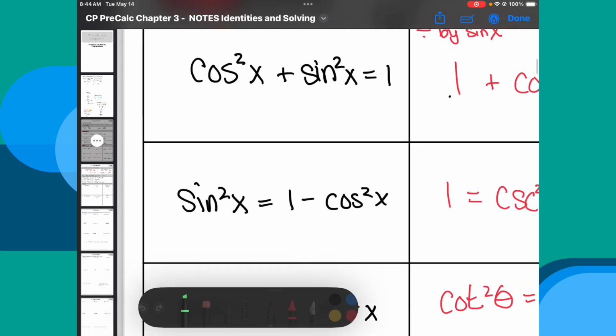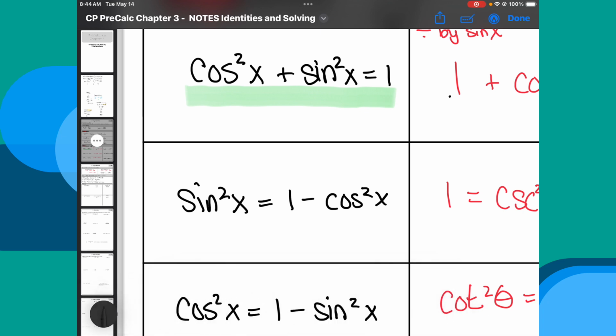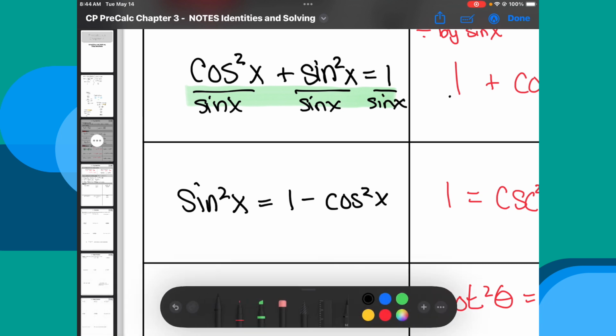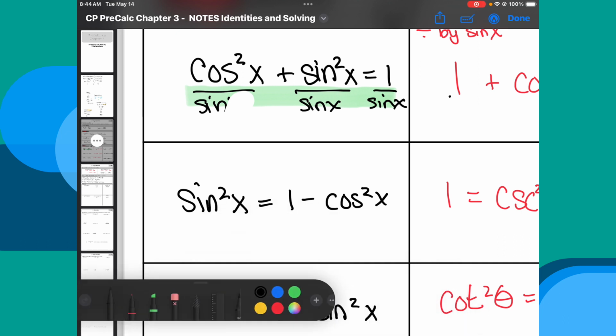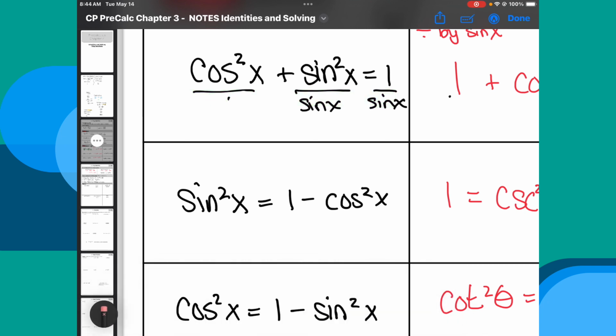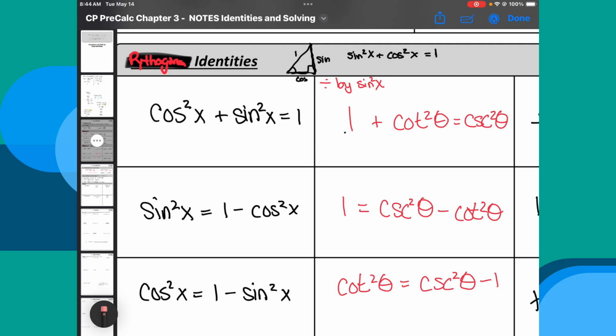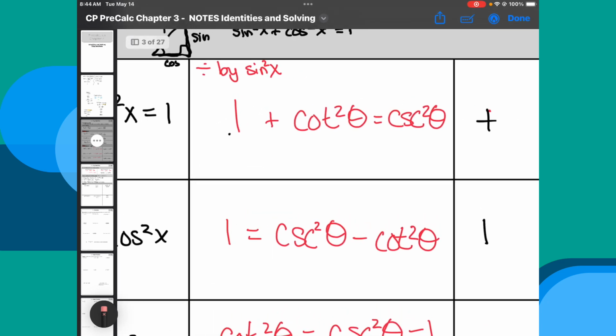Pythagorean identities. Going back to the original Pythagorean identity, if we divide each one of these by sine squared x and simplify, then we would get the fourth Pythagorean identity. The fourth Pythagorean identity is that 1 plus cotangent squared is equal to cosecant squared.